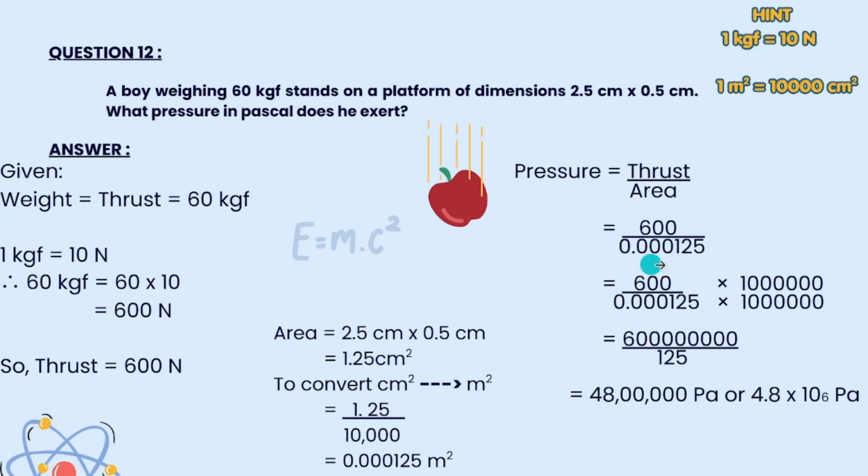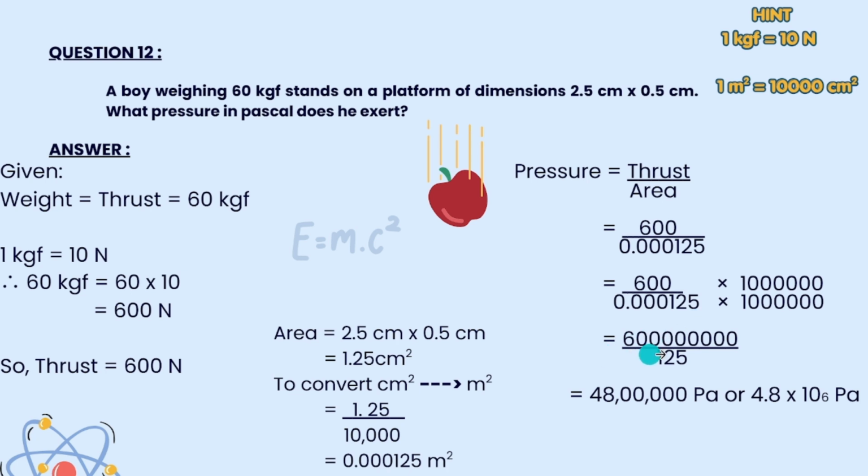Okay, area is nothing but 0.000125. How many numbers after the point? Just count: 1, 2, 3, 4, 5, 6. So it should be 6 zeros to be multiplied here. It should be 1 crore or something. Once you multiply 600 into this many zeros, 600 has 2 zeros plus 6 zeros, so it should be 8 zeros divided by 125.